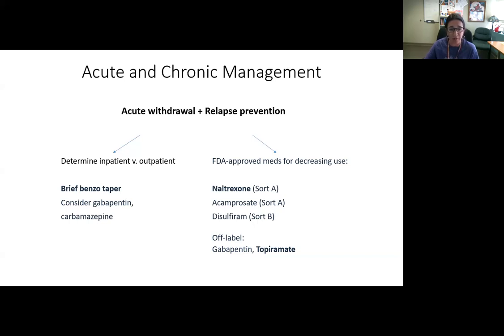Oxcarbazepine. These medications can help, but again, the benzodiazepine taper is what's needed to help prevent seizure. And then we'll talk about the FDA-approved medications to help. I bolded naltrexone and topiramate as the off-label ones that have probably the most evidence of the ones listed here, but we'll come to that next.